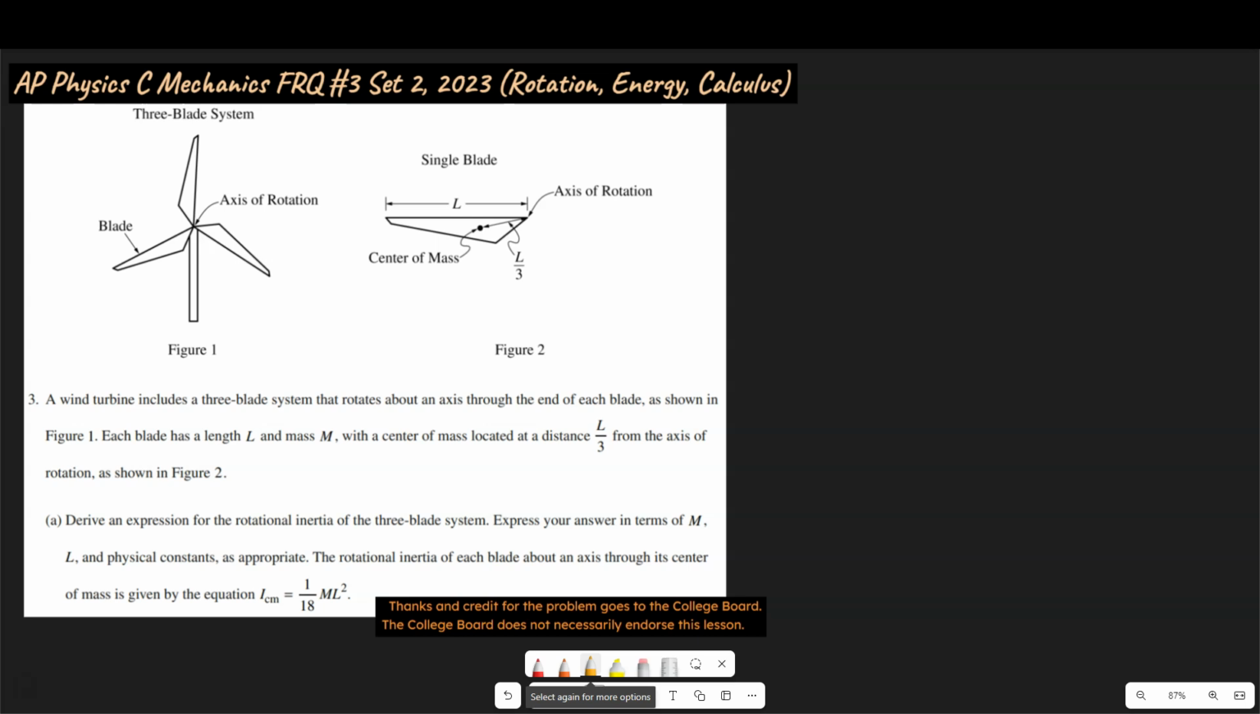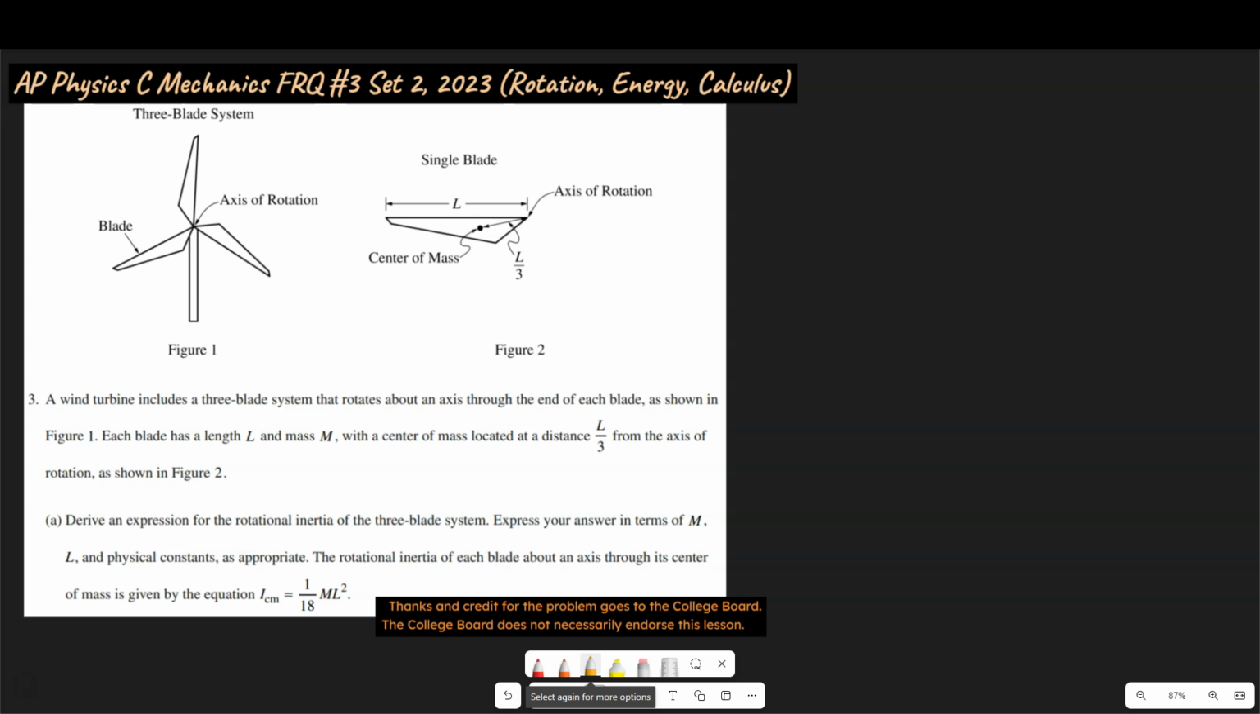Hey, welcome back. Today we're going to be talking through an FRQ for AP Physics C Mechanics. This is number 3 from set 2, and it's from 2023. It's a good FRQ to practice for rotation, energy, and calculus, so let's go ahead and get to it.